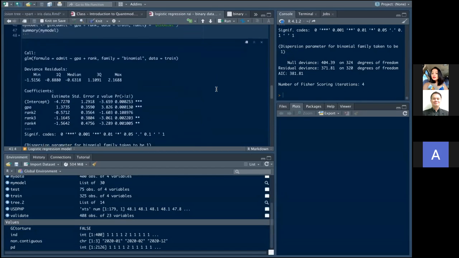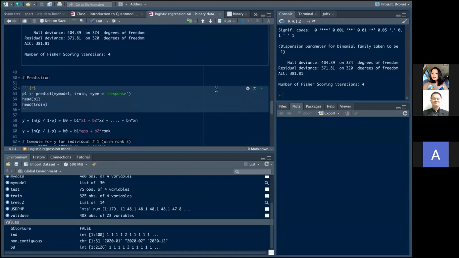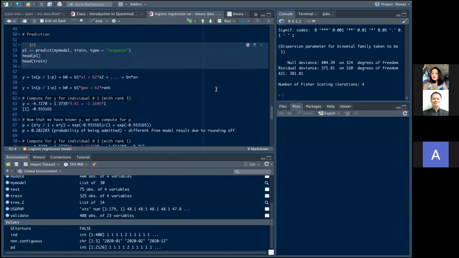Okay, and notice now that GPA became more significant. Rank 2 is still not significant, rank 3 is still significant, and rank 4 is significant. So this is our final model. This is how we are going to model our admit variable. Love, could you go down? Let me just look at this equation and then we stop, guys.